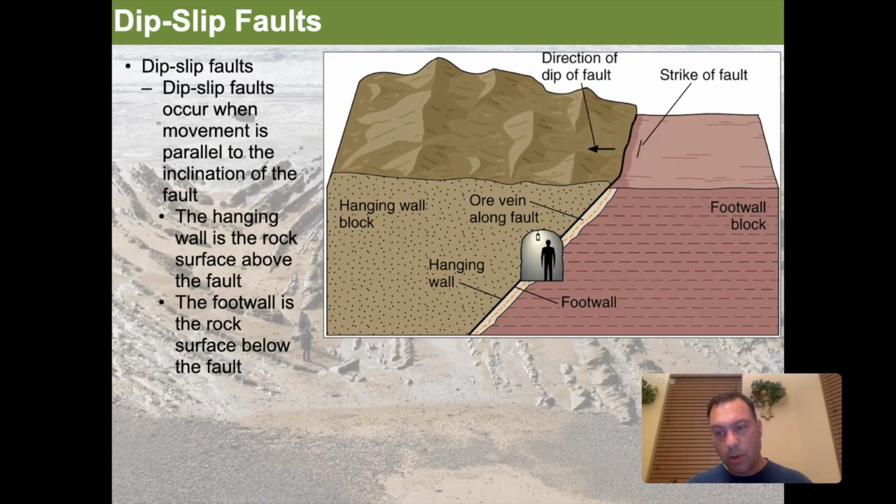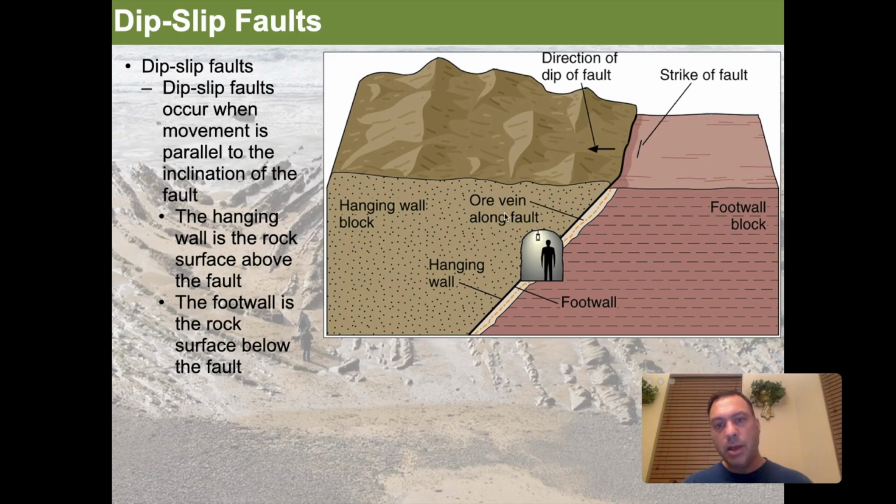So we need to kind of wrap our minds around some of the anatomy of these faults. Just like we spent a little time studying folds and synclines and anticlines, faults have their own anatomy that we have to be aware of and how it's all put together. And so the first group that we want to talk about, it turns out there's two different kinds of faults. There's dip-slip faults, and then there's strike-slip faults. The dip-slip faults are faults that occur when there's movement that is parallel to the inclination of the fault.